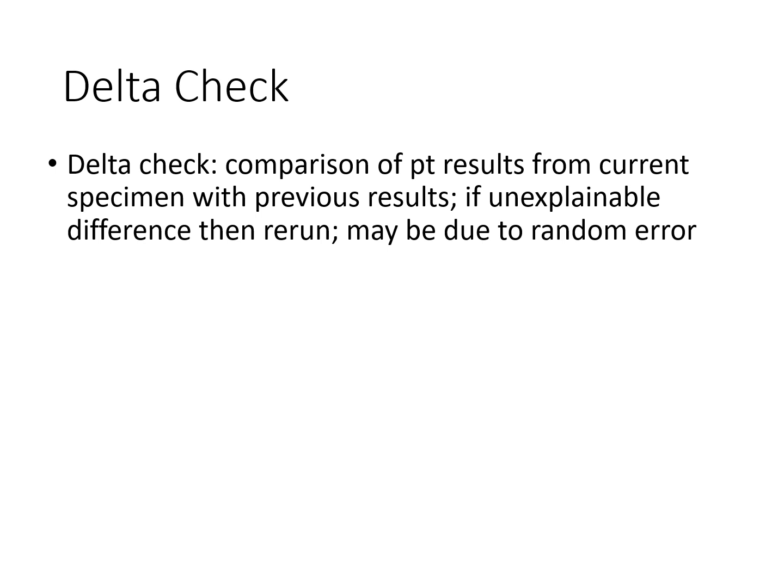A delta check is what we refer to as a comparison of patient results from current specimens with previous results. So for example, yesterday we had a patient that had a glucose of 400, and today the patient has a glucose of 50. That's a possibly unexplainable difference, so we need to rerun it. It could be due to random error. It could be due to, who knows, they collected it incorrectly, it's the wrong patient, things like that happen.